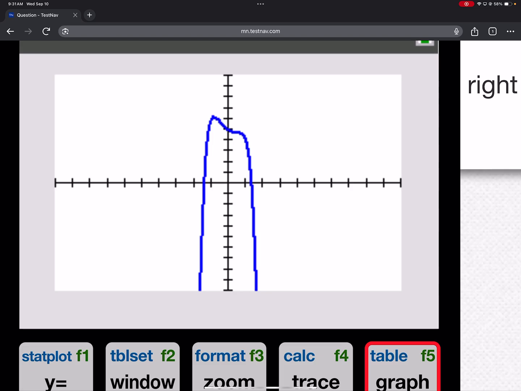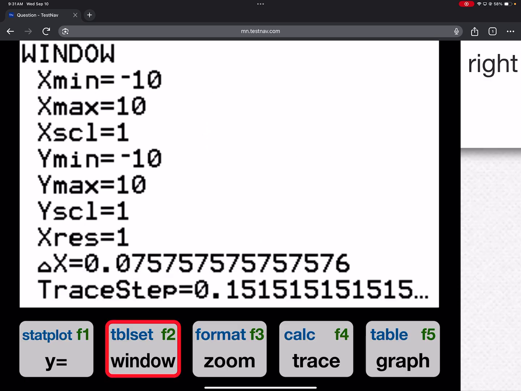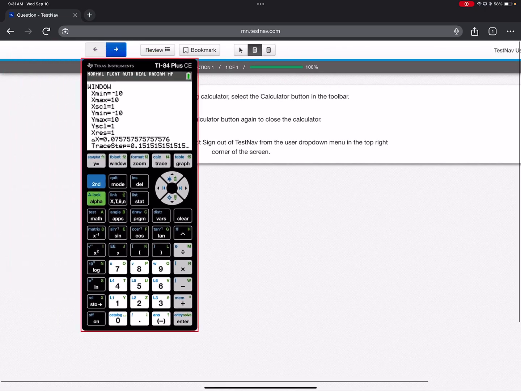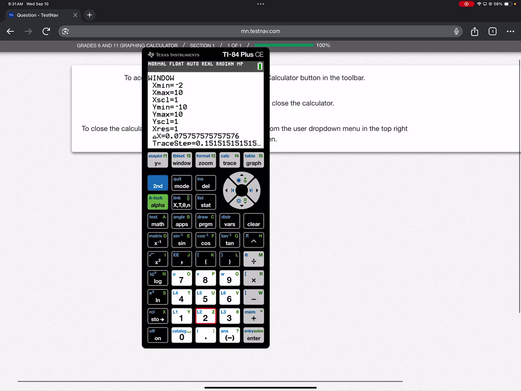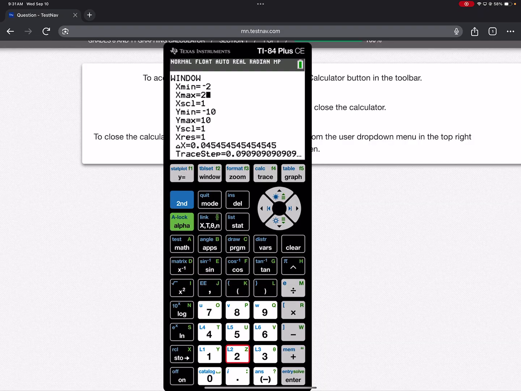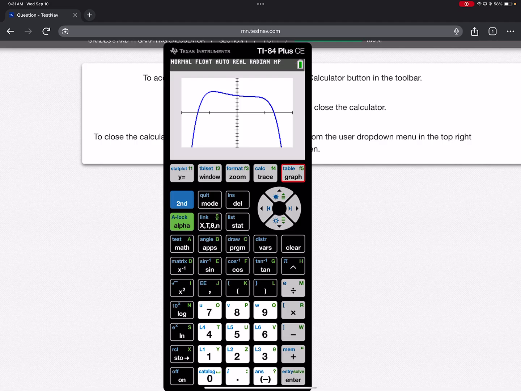You guys see that? So if I go to window for x minimum, change the x minimum to -2, and then change the x max to +2. You guys can leave the y's alone. And then hit graph again. Did you get it? Okay.